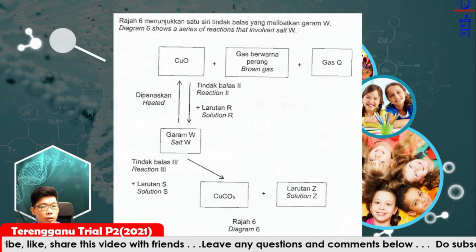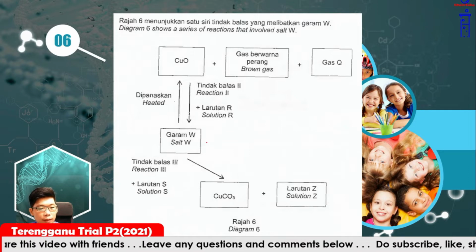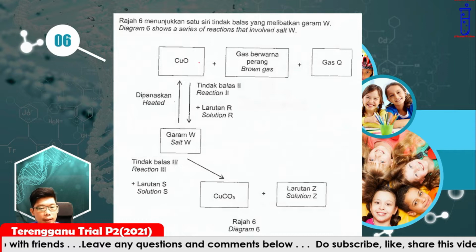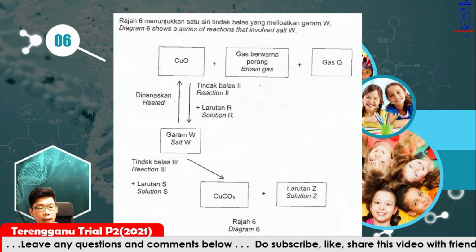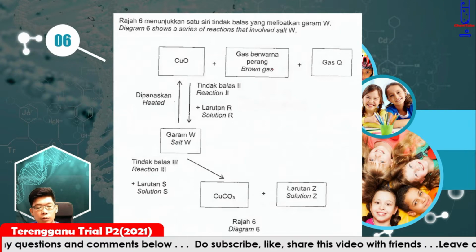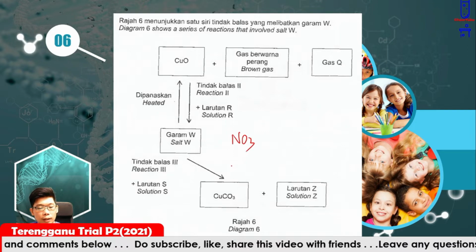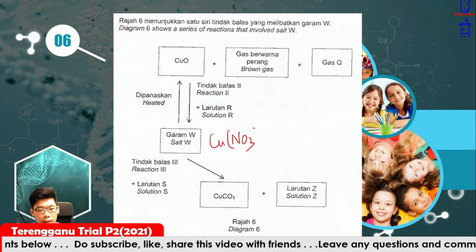Diagram 6 shows a series of reactions involving the salt W. Salt W, so have a look here. When you heat it, it will form copper(II) oxide, brown gas, and then gas Q. If you see, it releases 2 types of gas. This one will be nitrate, and then copper(II) oxide. So meaning that this one will be copper(II) nitrate.